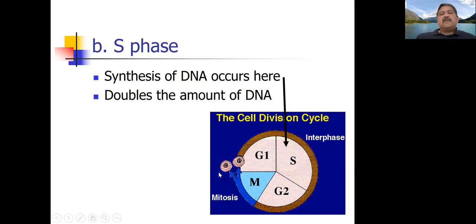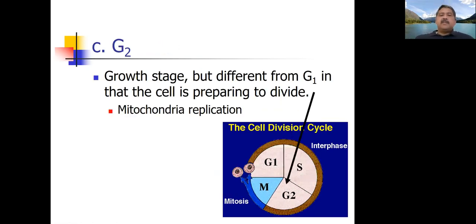Then we have the S phase. The S stands for synthesis. Synthesis of what? Synthesis of the DNA. The DNA is going to be synthesized or made, and so you're going to double the amount of DNA in the S phase. You don't even see them as chromosomes yet. This happens while the DNA exists in the form of chromatin.